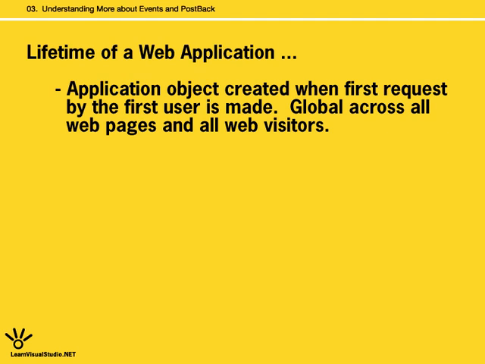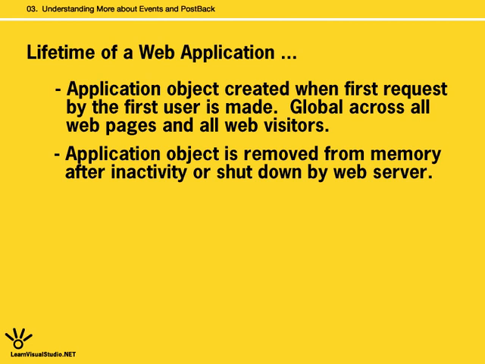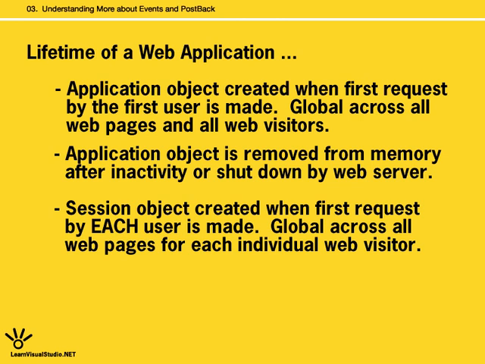So when the application has been inactive for a long period of time, or when the website has been stopped at the web server level, the application object is removed from the computer's memory. Now similarly, there's another type of object that's created every time a user accesses a website, and it's called the session object. So a session can span multiple requests, but only for a single website user. So if you have 10 people accessing your website at the same time, there will be 10 session objects in the computer's memory, one for each user, regardless of how many pages each user has looked at, whether 1 or 100 pages.